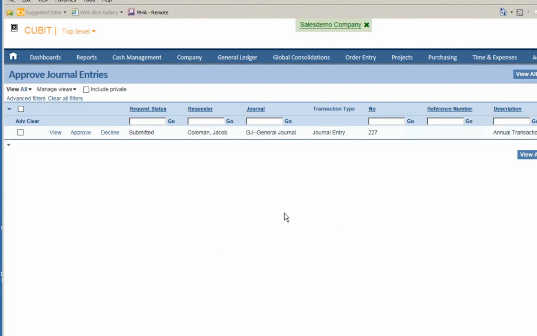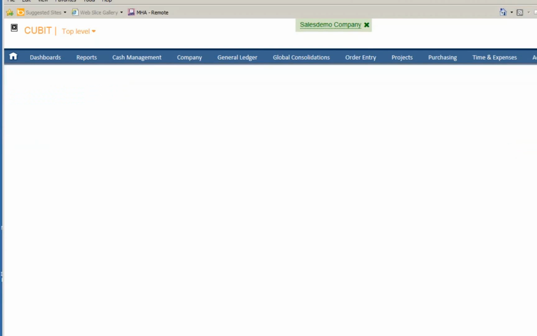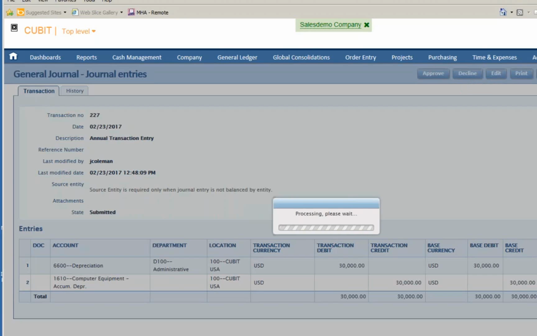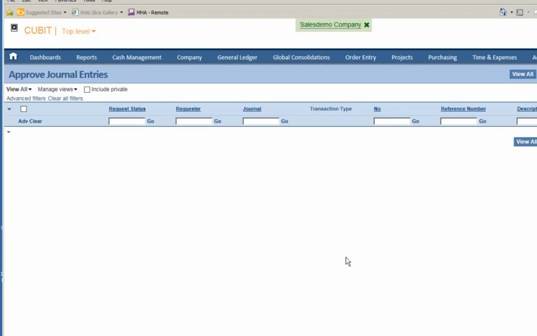Again, it took Carla to this specific area. Notice the approved journal entries. So she's going to go in and take a look at this and find out that, well, wait a minute here. No, we're not ready to record depreciation. In fact, we haven't even accounted for and come up with the true value for our computer equipment. I cannot allow this transaction to go through. So what I'm going to do is I'm going to decline.